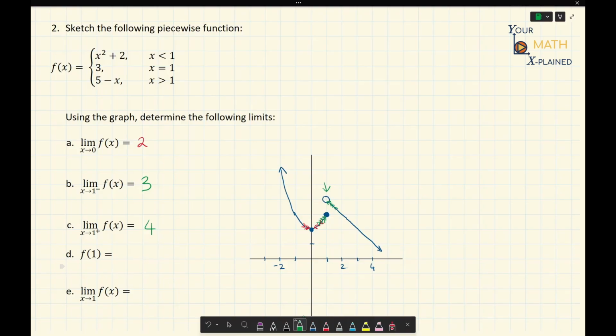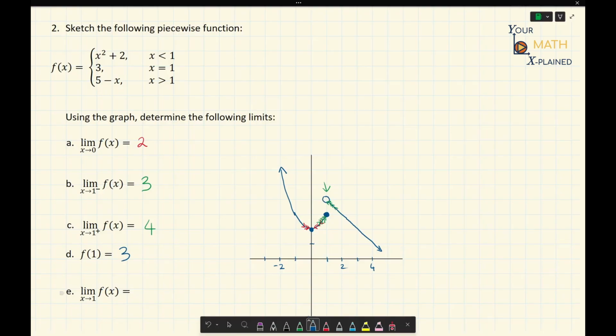Now part D, this is actually asking for the value of f of 1, meaning what is the actual y value of the function when x is equal to 1. So in that case, we need to actually plug in our 1. So looking at our piecewise function, when x is equal to 1, f of x is equal to 3. So f of 1 is equal to 3.